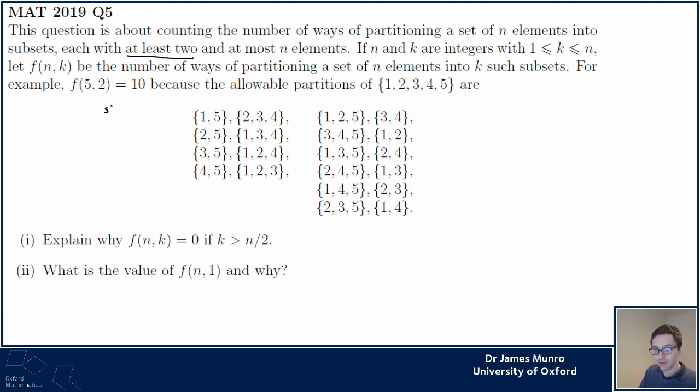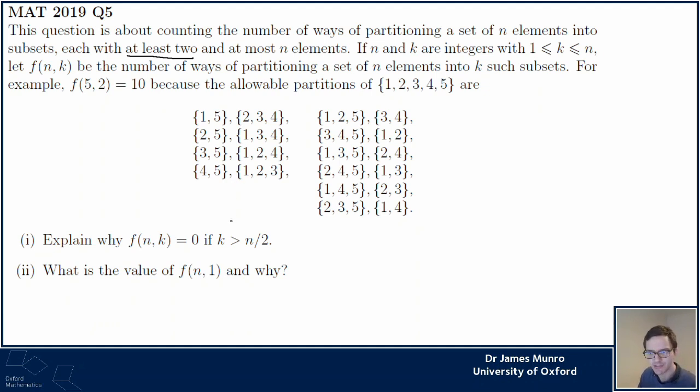So 5, 1, 2, 3, 4, that's the same as this first one listed here. So within a subset, order doesn't matter. And also the order that the subsets are listed in here doesn't matter either. We're just looking at how they're paired together, how they're grouped up.